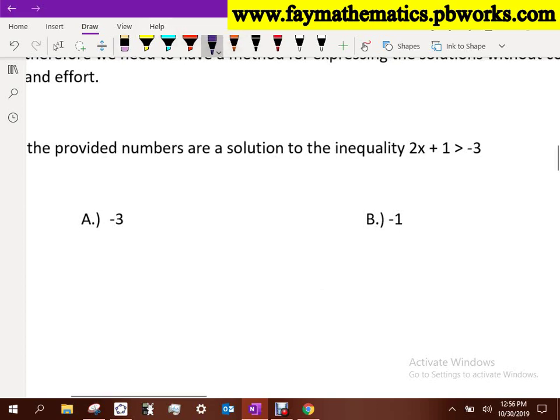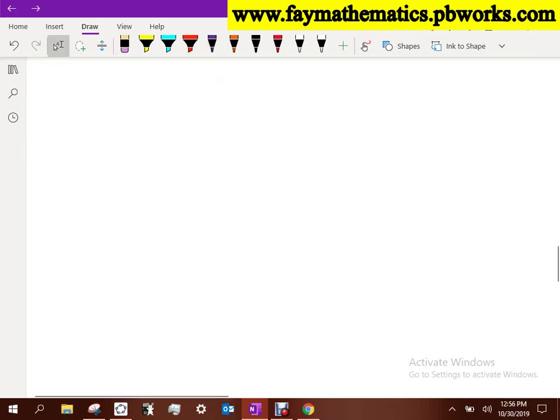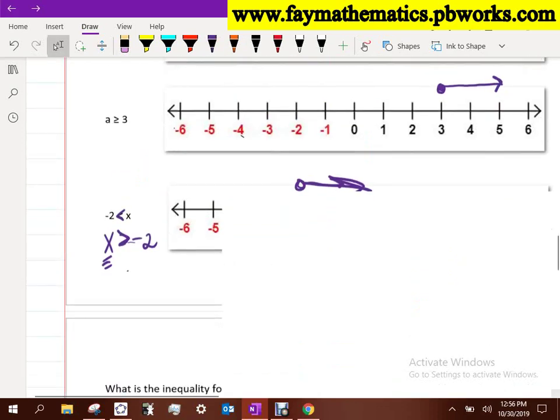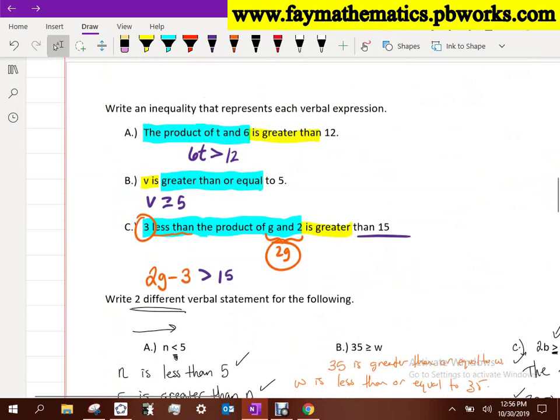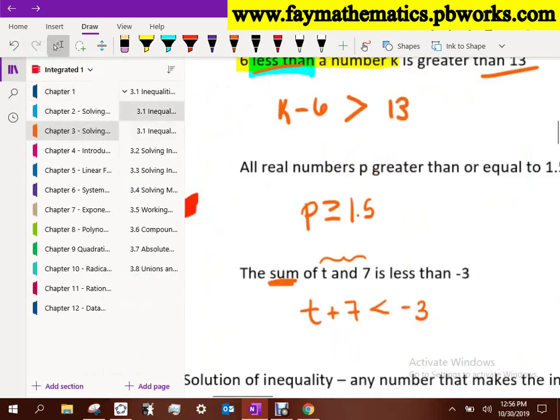They're asking you if this is your x value, the heck? You jumped me to last period's notes.